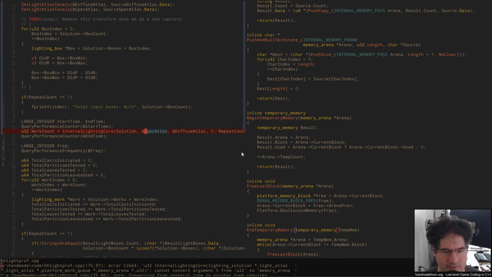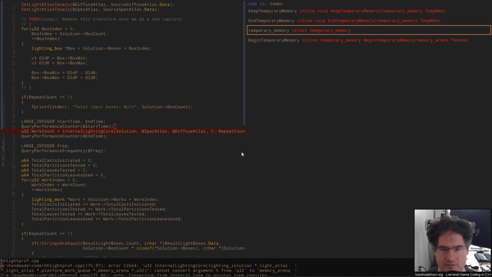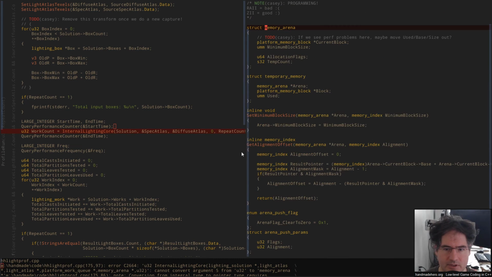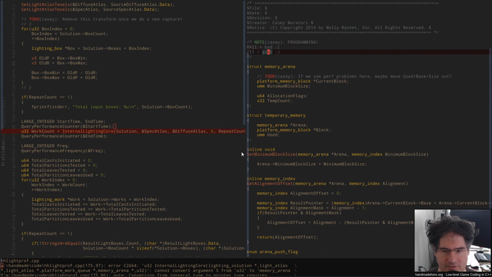So here where we call internal lighting core, we need to pass a temp arena. So we need some way of giving this thing something. And if we take a look at what a memory arena has in it, there are some issues. The platform memory block bit of things here is a little bit of an issue, again, because we don't have that structure in the test code. But the nice part is we can make it so that the platform memory block that we give it is so huge it will never have to allocate anything. And then we don't really have that problem.